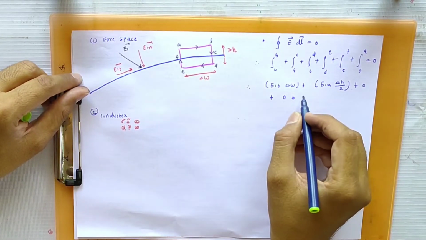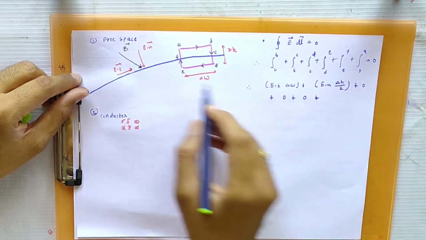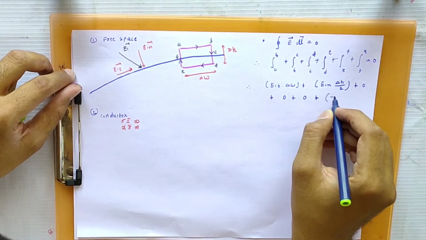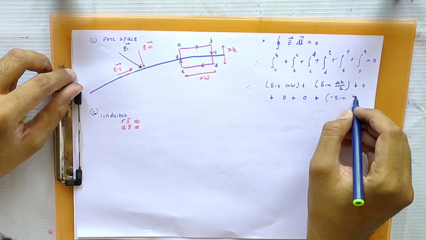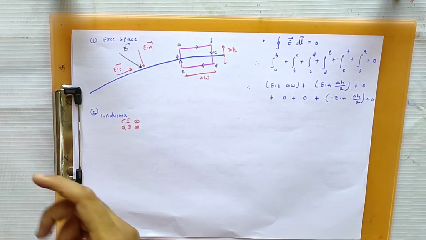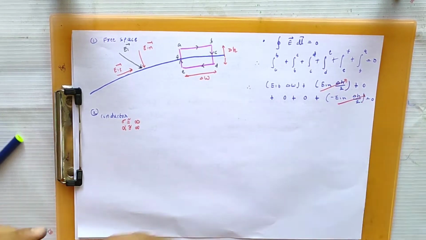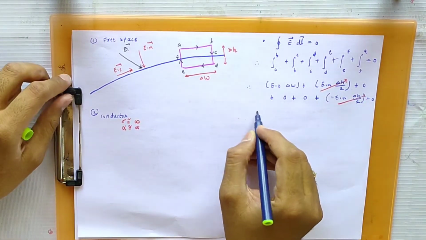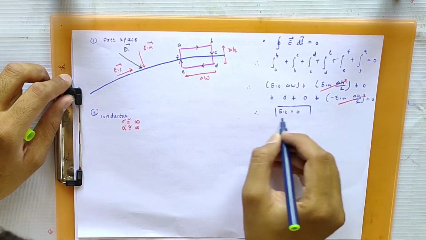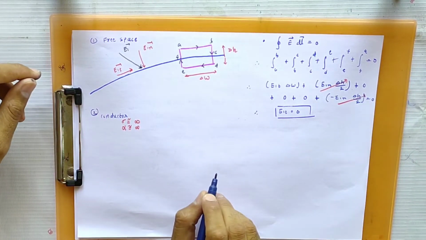Similarly, the E2F component is not present in the second medium, so this is 0, plus F2E is in the opposite direction of E1N, so this minus E1N delta H by 2 is equal to 0. These two components are totally cancelled out. Actually, this calculation is the same calculation that we discussed in the last class. So the tangential component is 0.